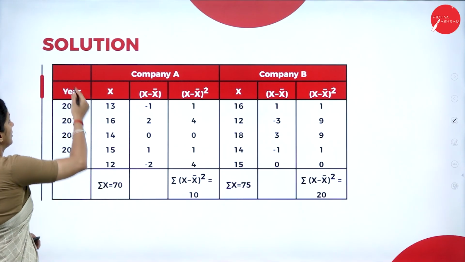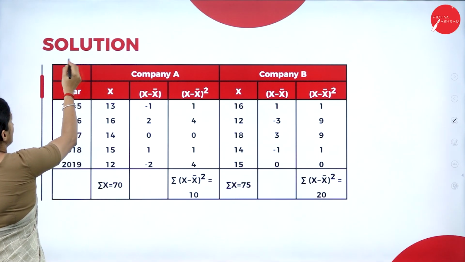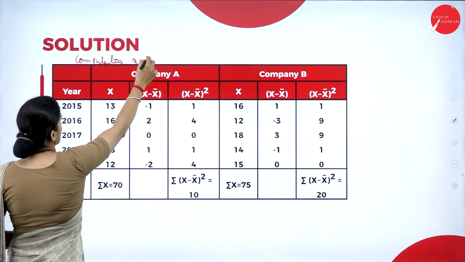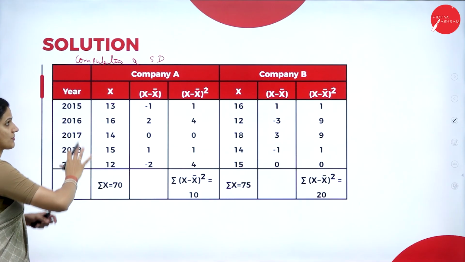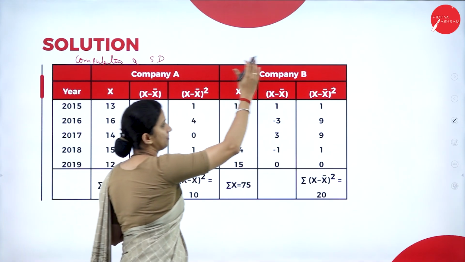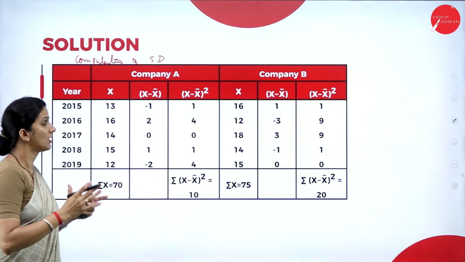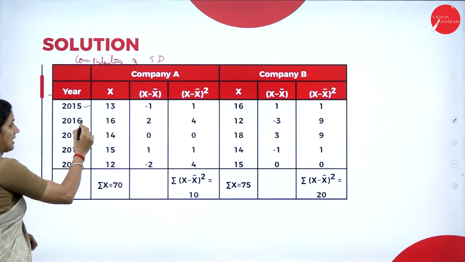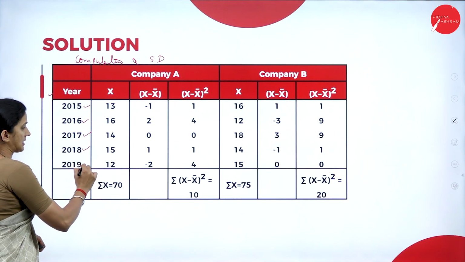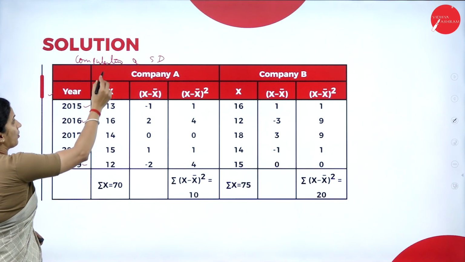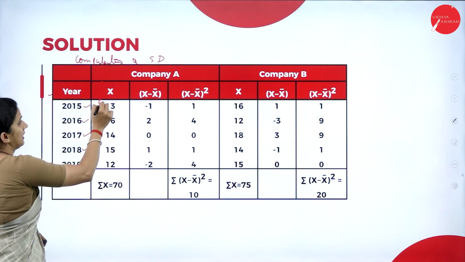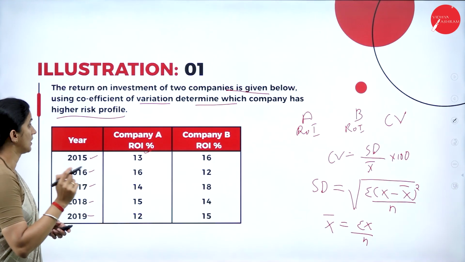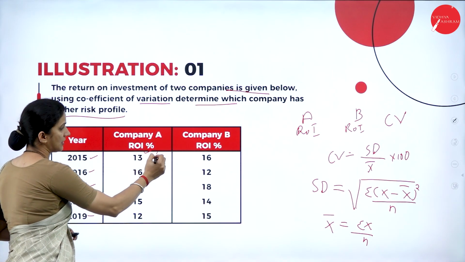So first we'll go for the solution, the computation of standard deviation. First we'll calculate for company A and then we'll go for company B. The first column is for the years 2015, 16, 17, 18 and 19. Then we'll take the ROI. This ROI of A will be considered as X.